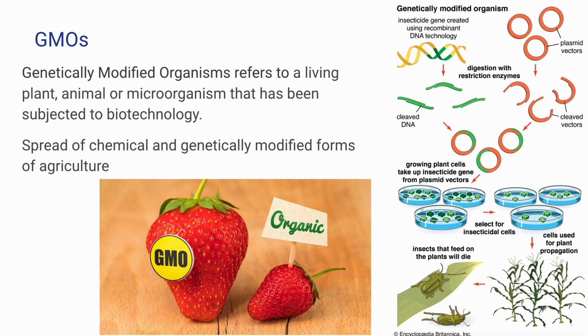GMO stands for genetically modified organisms, and it refers to a living plant, animal, or microorganism that's been subjected to biotechnology. If you look at the image on the top right, you can see that in a GMO, a scientist has modified the DNA. Because of this, we see larger fruits and vegetables. Maybe they're stronger, they might be more red, they might last longer, and so on. And so there is a spread of chemical and genetically modified forms of agriculture.